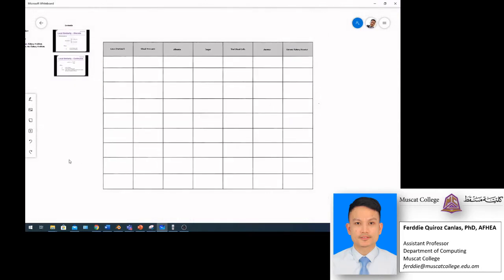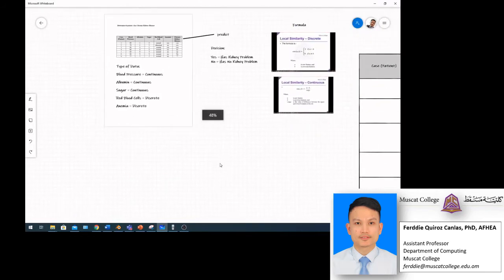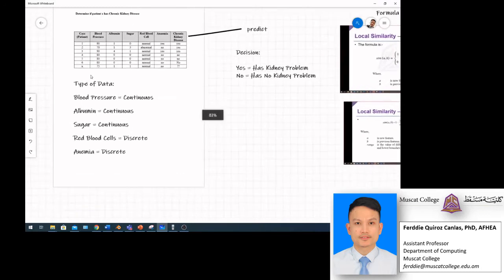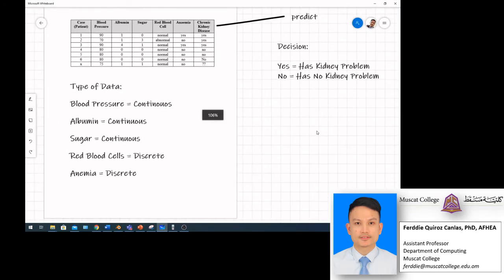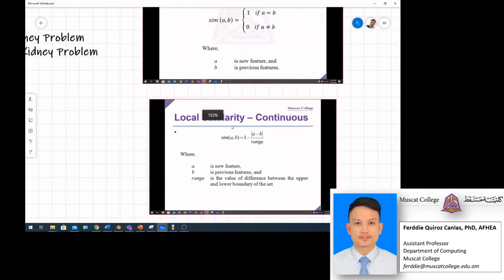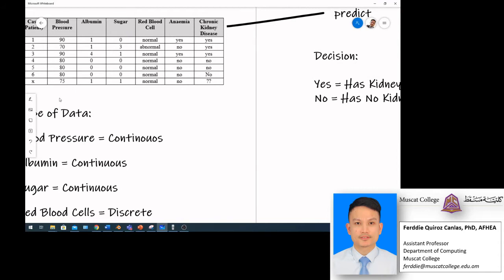Okay. So you'll try to calculate the similarity of this. Okay. So this is our patient here. We have 75, 1, 1, normal, no. Okay. Are you ready? So to begin with, let's start with blood pressure. Since we mentioned earlier that blood pressure is continuous, we have to follow this formula. So we have to follow the formula 1 minus A, which is this one, 75.